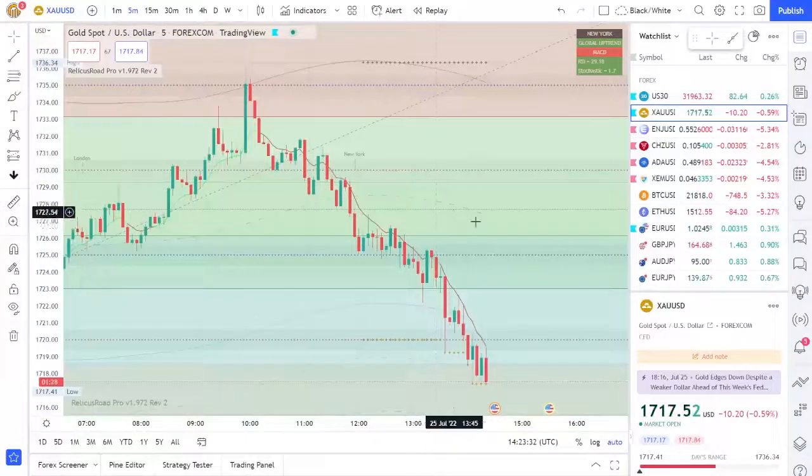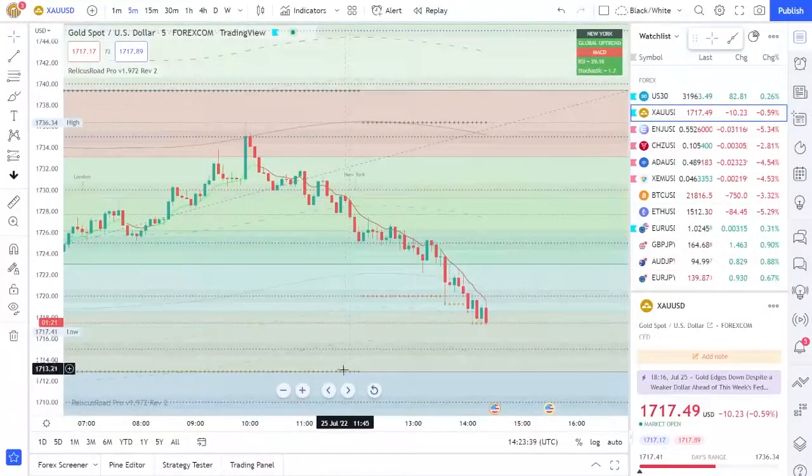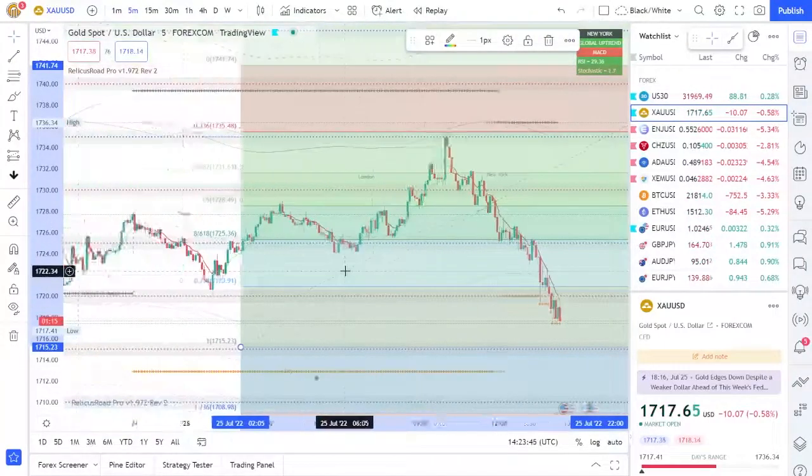Okay, so the market is still moving downwards, right? So we can expect the market to hit the previous low. Now let's go ahead and learn how to draw these.